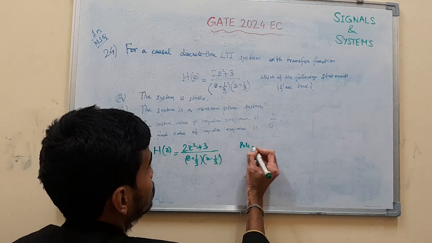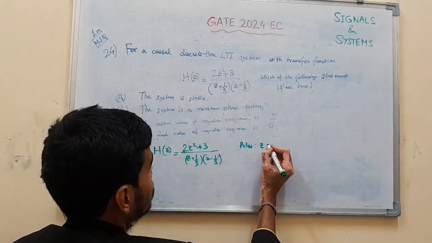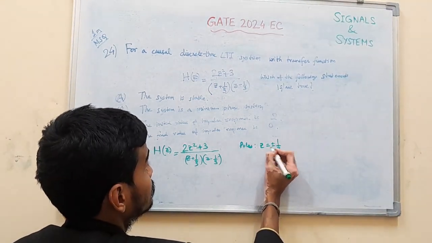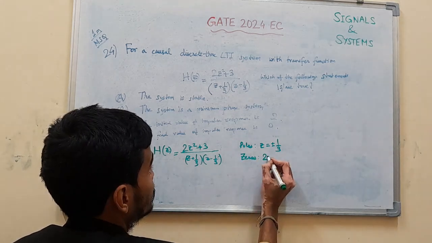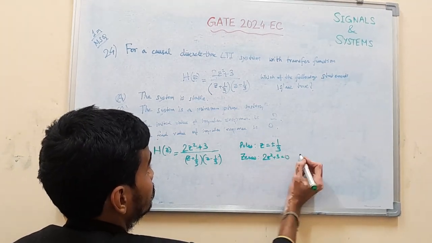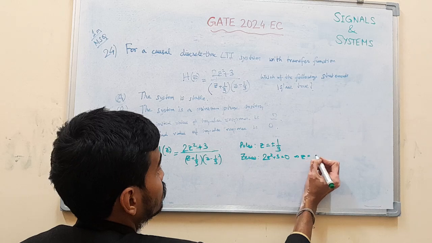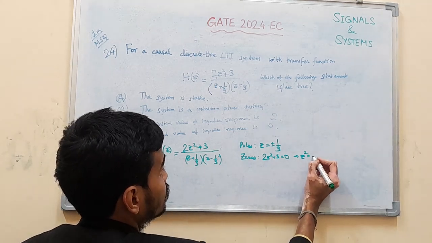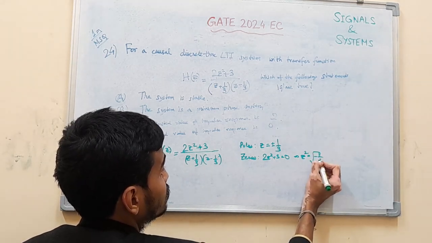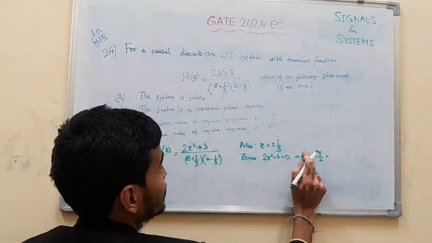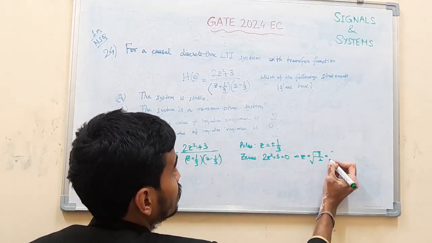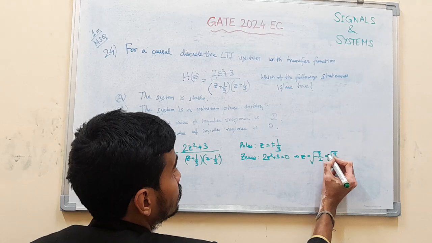Pole location is what? z equal to plus minus 1 by 3. Zero location is what? 2z square plus 3 equal to 0. In other words, z square equal to minus 3 by 2, so z equal to plus minus j root 3 by 2.